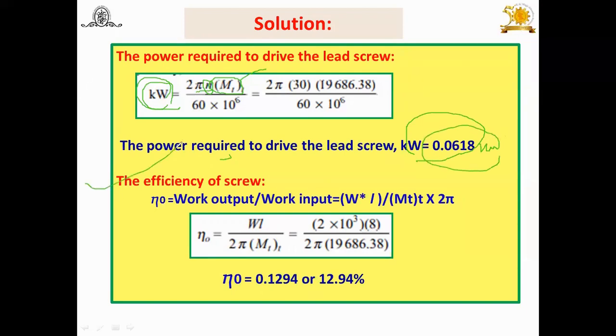And then another one is the efficiency of the screw. It's very simple. In the earlier problem, first problem also we have determined the overall efficiency. The overall efficiency is equal to work output upon work input. Work output is equal to W into L, and MT into 2 pi is the work input. You can substitute, you will get efficiency 12.90. So in this way, you can solve the problems.